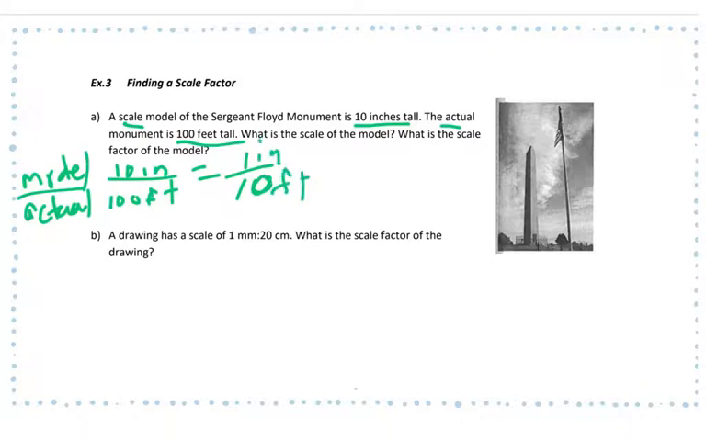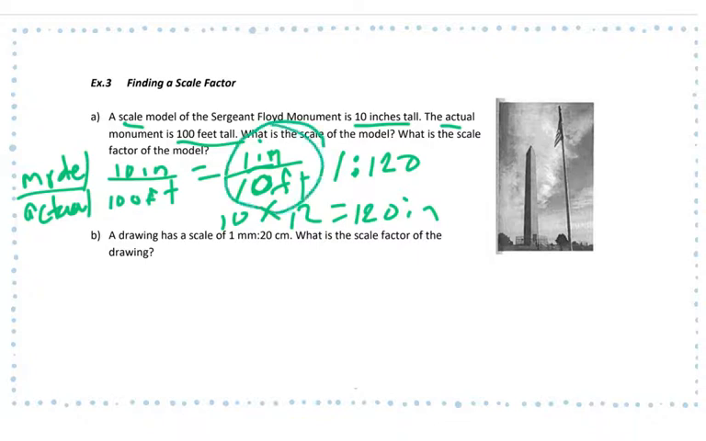But we would prefer these to be in the same unit. So what we're going to do is take that 10 feet and multiply 10 by 12, because there's 12 inches in a foot, to get 120 inches. So then our units are the same. It's going to be 1 inch to 120 inches for our scale factor, if that makes sense. So this would be the scale of the model, and this would be our scale factor.